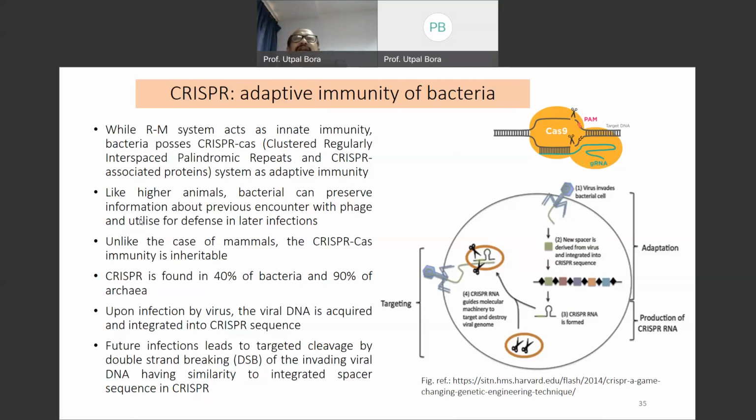Like higher animals, bacteria can preserve information about previous encounters with phage and utilize it for defense in later infections. So this will be discussed at length when the CRISPR system is discussed. Some statistics: CRISPR is found in 40% of bacteria and 90% of archaea. So it's a very widely used defense system. Upon infection by a virus, the viral DNA is acquired and integrated into a CRISPR sequence at that locus. Future infections lead to targeted cleavage, by double-strand breakage, of the invading viral DNA having a similarity to the integrated spacer sequence in the CRISPR.